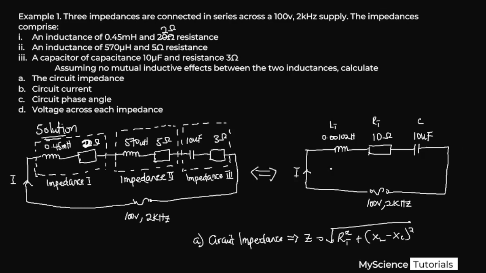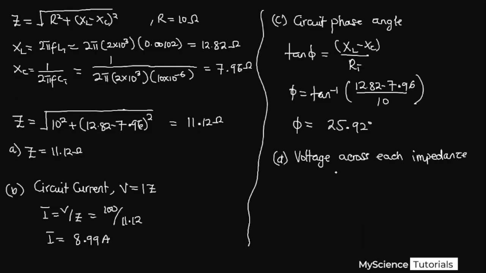This implies that we need to find the voltage across impedance 1, the voltage across impedance 2, and the voltage across impedance 3. Now if you look at it, impedance 1 has an inductor and a resistor, impedance 2 has an inductor and a resistor, and impedance 3 has a capacitor and a resistor. So this means that the voltage of impedance 1, let me use V1, is going to be I Z1, where Z1 is the impedance, the total opposition to the flow of current in impedance 1.